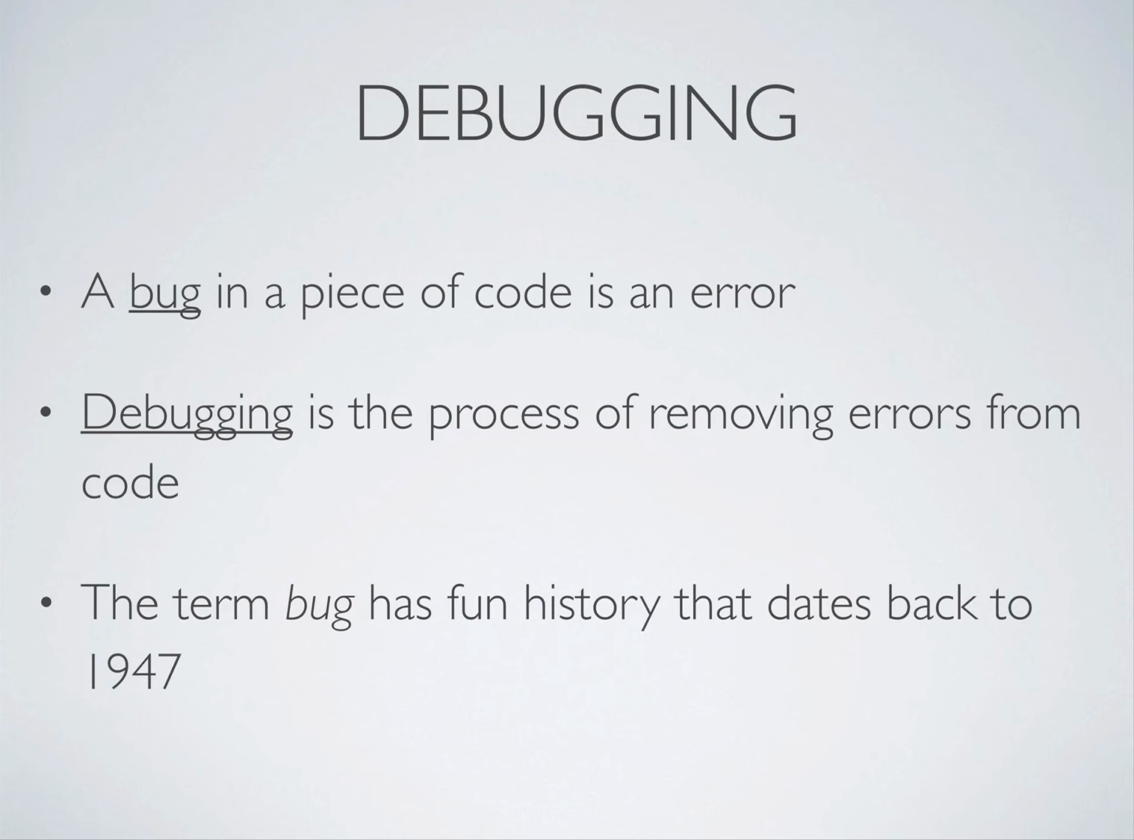Alright, so a bug, this might be a term that you've heard before. A bug is just an error in code. So something that's wrong with your code, with the program. Then debugging is the process of removing errors from code. And here's the thing about programming. Debugging is a very common thing to have to do. In fact, I would say 70% of writing code is just debugging.